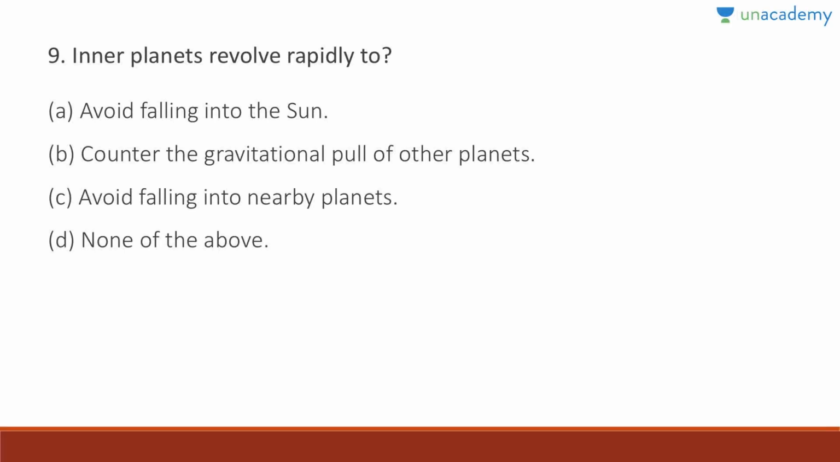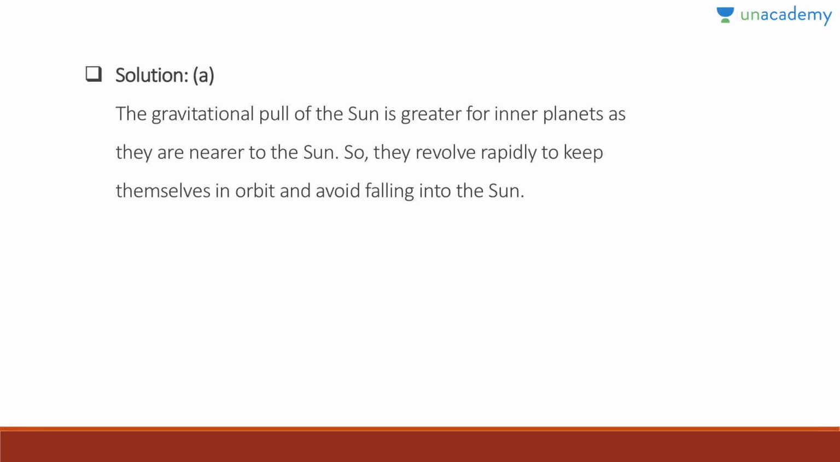Question number 9, inner planets revolve rapidly to avoid falling into the sun because of the gravitational force of the sun. The planets might fall into the sun if they are not revolving. So answer here is A, avoid falling into the sun. So the gravitational pull of the sun is greater for the inner planets as they are nearer to the sun. So they revolve rapidly to keep themselves in orbit. So an equal centrifugal force is there to avoid falling into the sun. These are like physics principles.